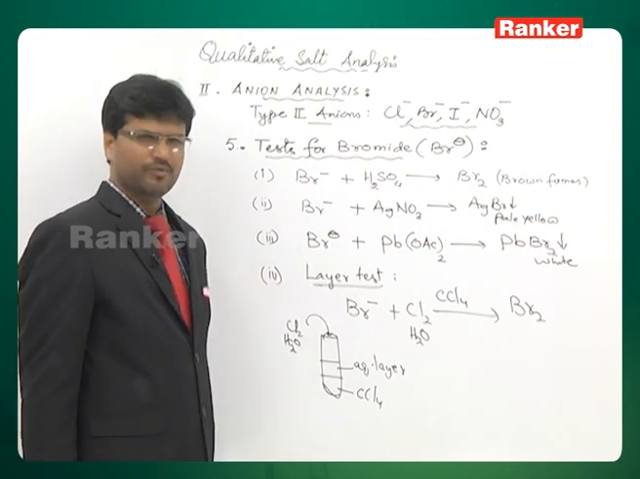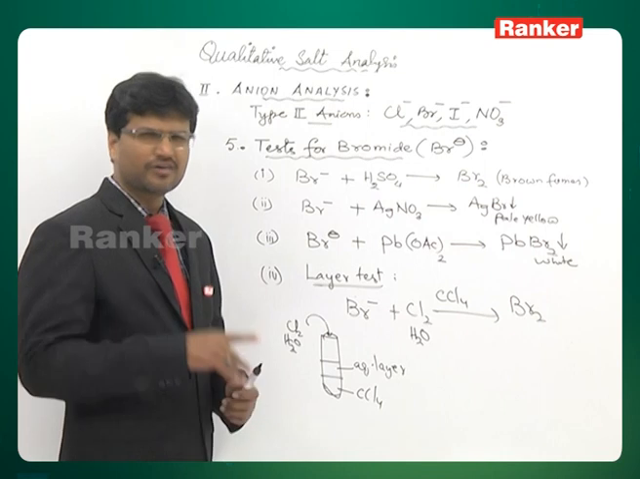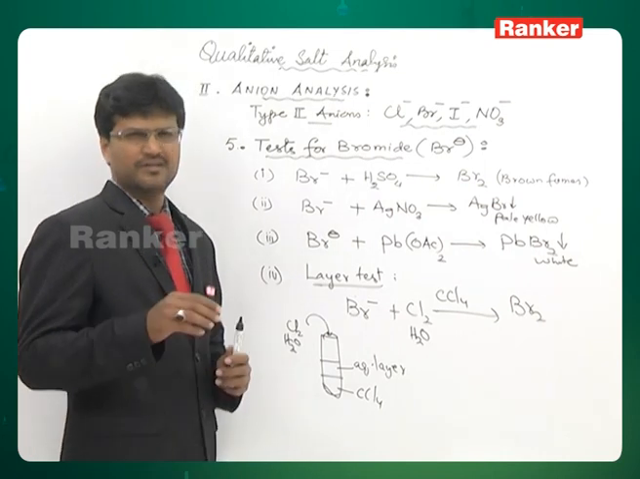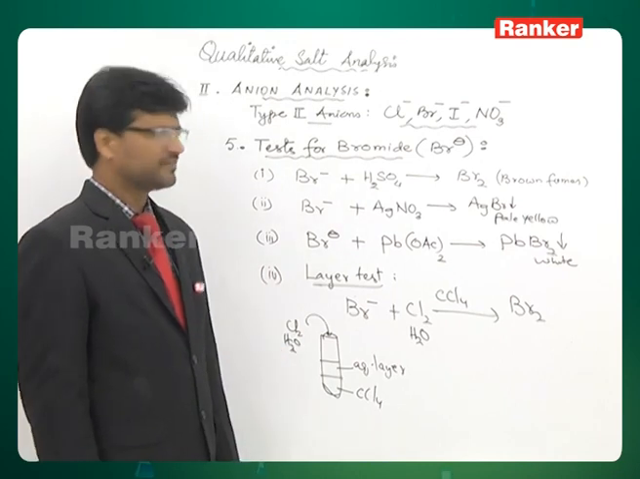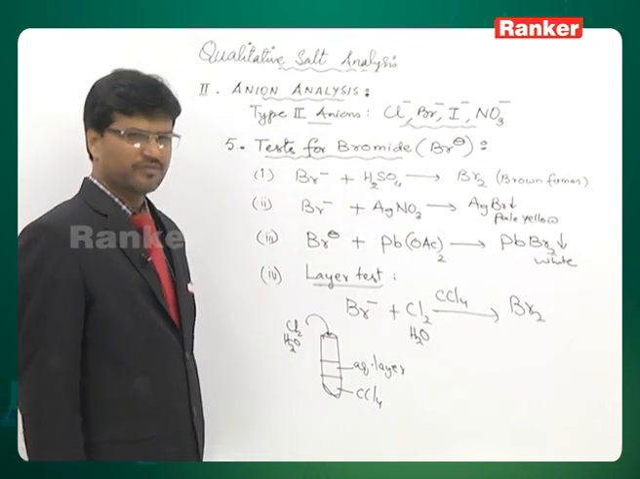It is applicable for bromides as well as iodide. Oxidizing agent used is chlorine water. It oxidizes bromide to bromine, iodide to iodine. This is layer's test. There are four important tests for bromide we have discussed.